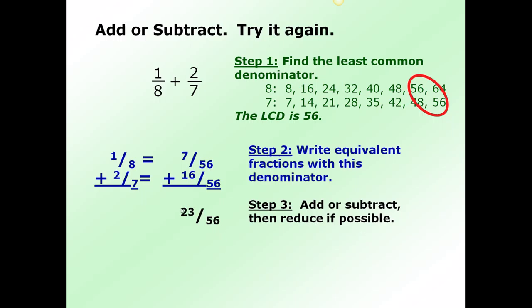Now, 23 doesn't have too many things that multiply to make 23. The only thing is 1 times 23 because it's a prime number. But if I did 23 times 2, that's 46. And 23 times 3 is 69, which goes right past this. So there's nothing in common. So that is a reduced fraction.